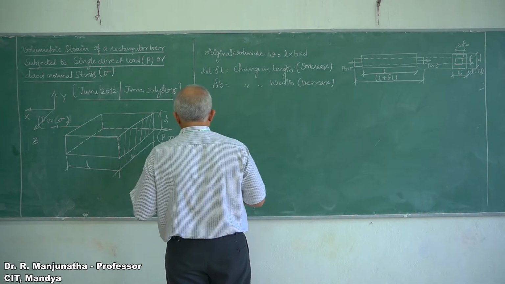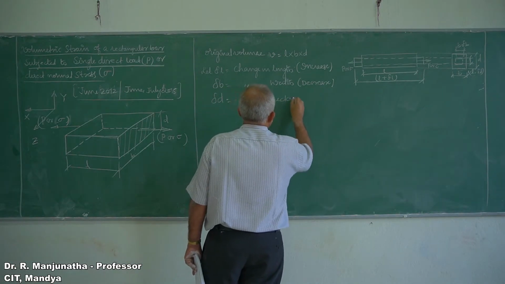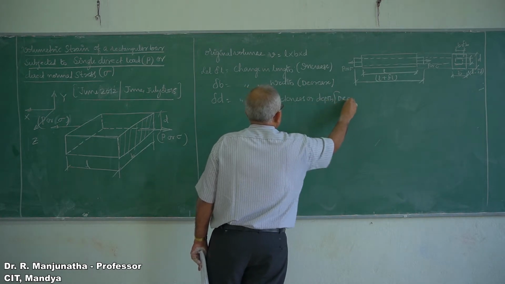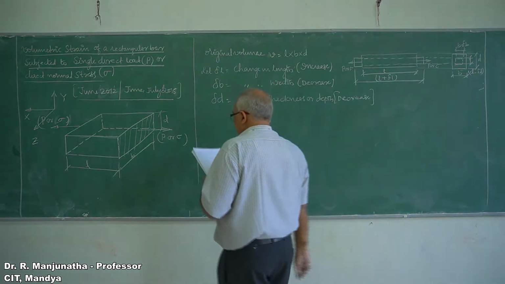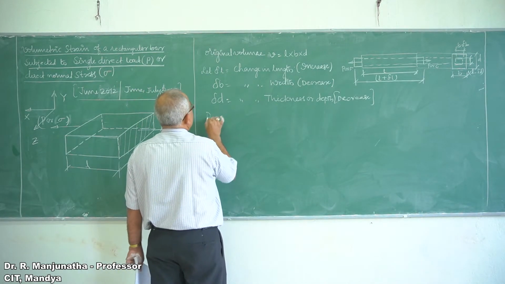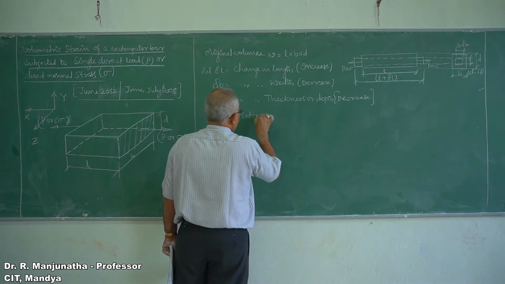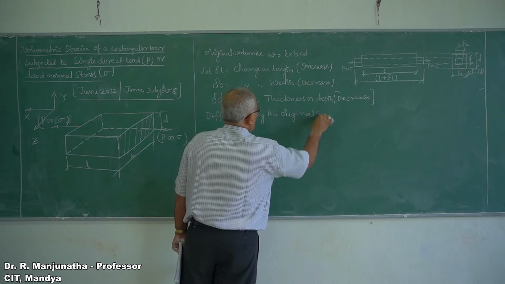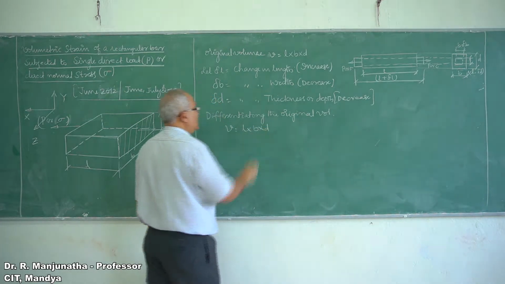Similarly, delta D is given by the change in thickness or depth, which again is a decrease. Now we consider differentiating the original volume, V equal to L into B into D.